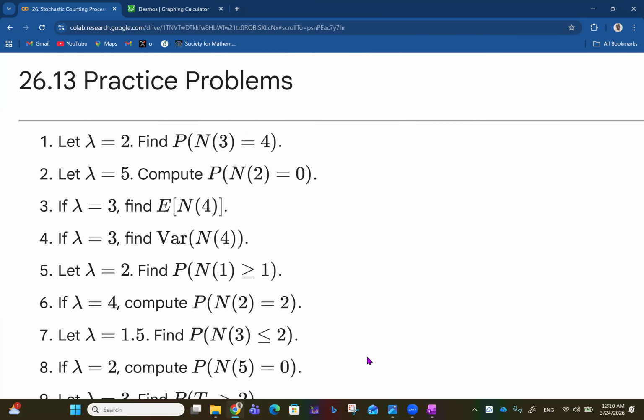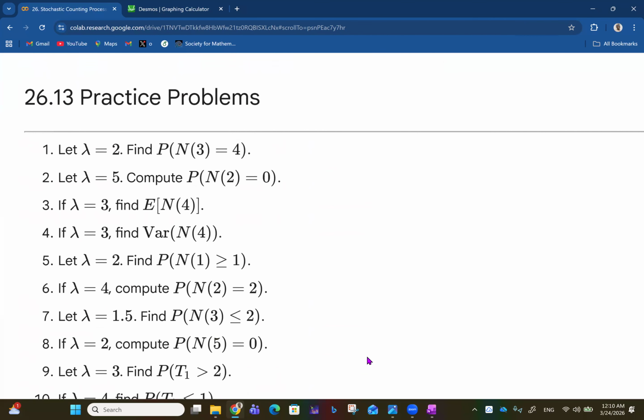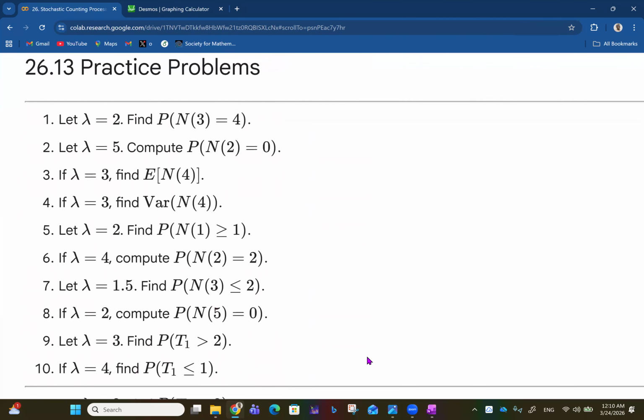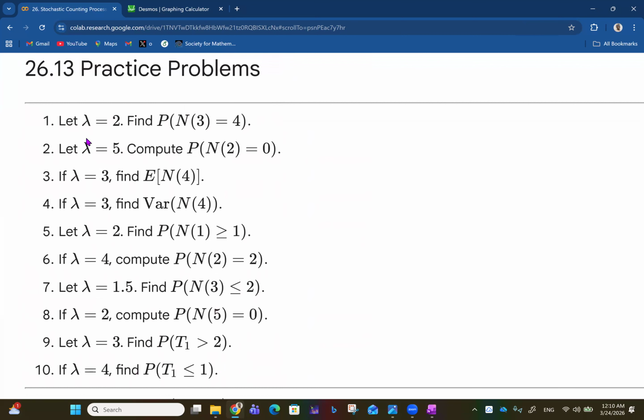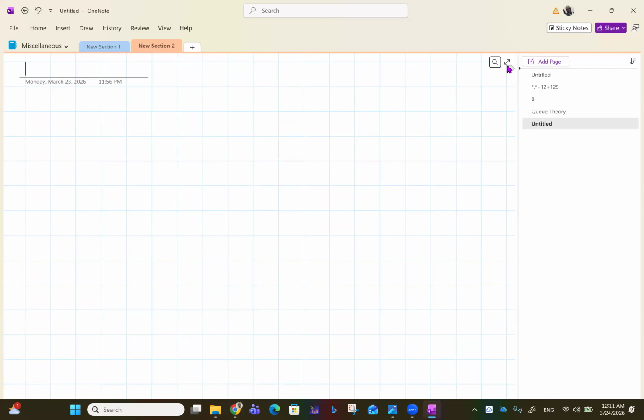And then we come to the practice problems. Let lambda be equal to 2. Find the probability that N of 3 is equal to 4. So lambda is 2, find the probability that N of 3 is 4. Here we're talking about Poisson processes.